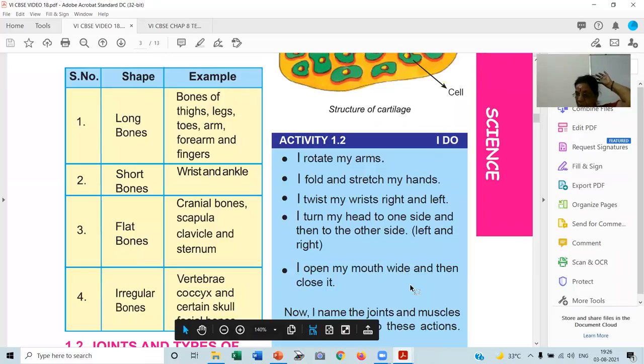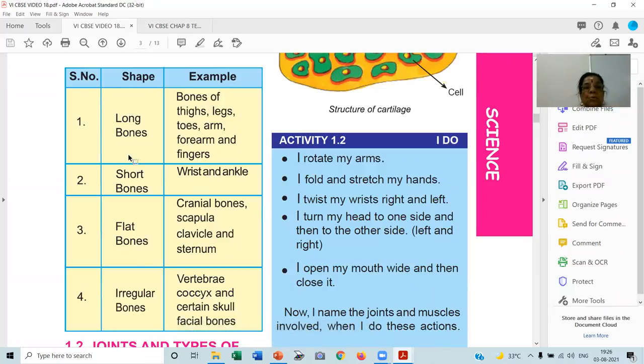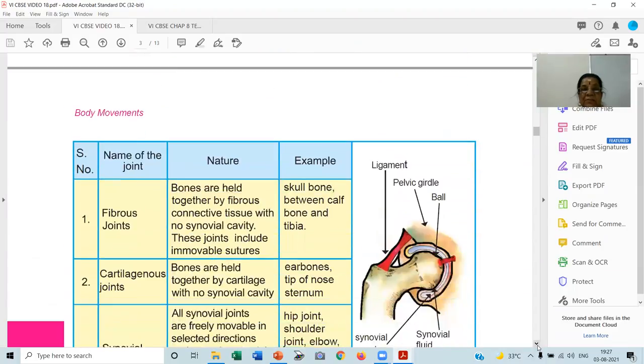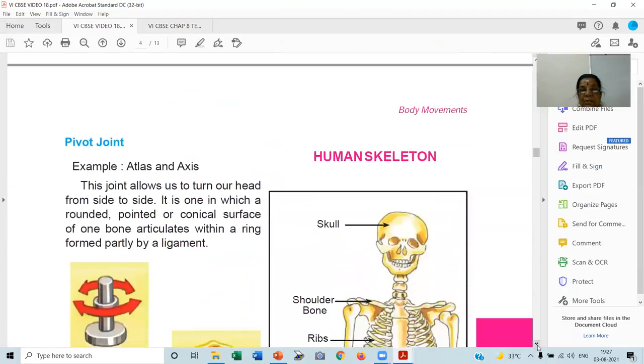Bones are of different sizes and shapes. Long bones: bones of thigh, leg, toes, arm, forearm and fingers. Short bones: wrist and ankle. Flat bones: cranial bone, scapula, clavicle, and sternum. Irregular bones: vertebrae, coccyx, and certain skull and facial bones. Cheek bone, nasal bone, eye orbit, these are irregular bones. I'll recollect this later. Then joints and types, I'm not going into detail.